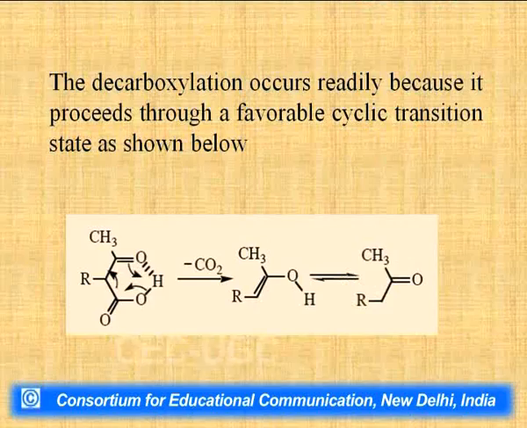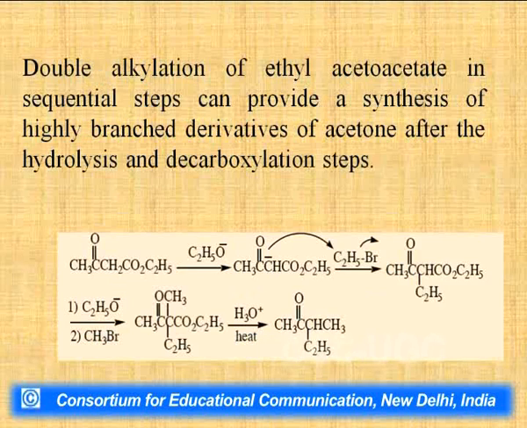Here, in this substituted acetone, the decarboxylation occurs readily because it proceeds through a favorable cyclic transition state as shown below. You can see there is a decarboxylation and the cyclic transition state is followed. Double alkylation of ethyl acetoacetate in sequential steps can provide a synthesis of highly branched derivatives of acetone after the hydrolysis and decarboxylation steps. What is the importance of this reaction?